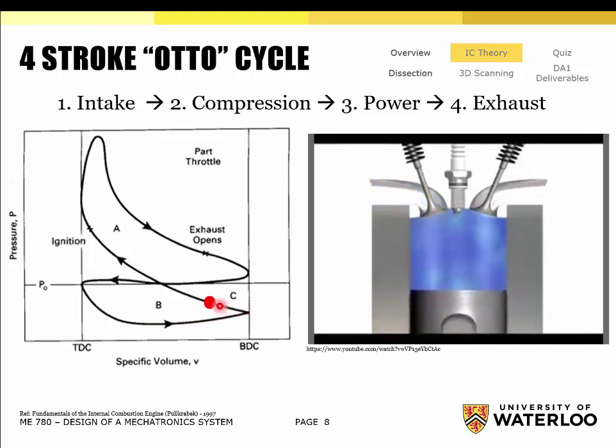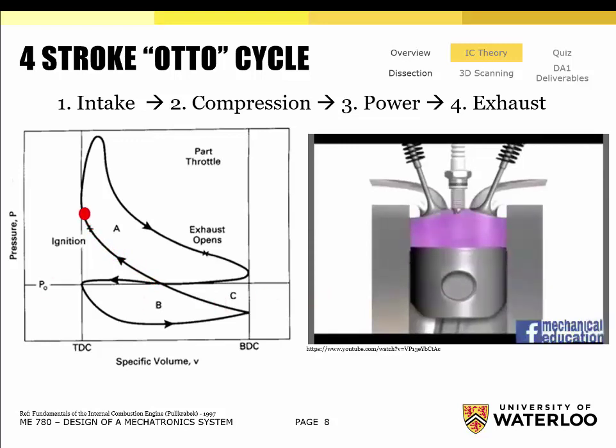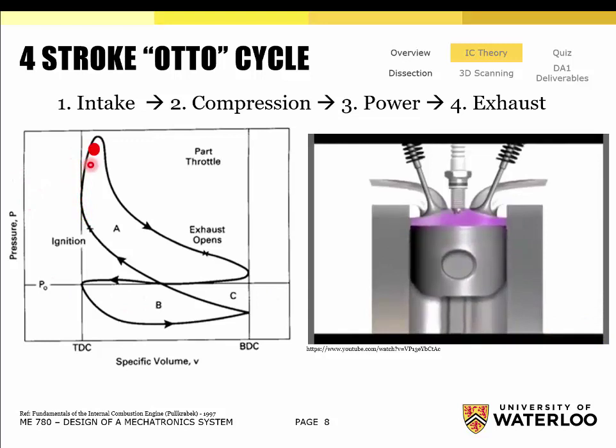Then we start compressing the mixture here. We have the intake valve closed because we don't want it to blow back out the intake. We want to capture it inside the cylinder. Okay, and the pressure and temperature start increasing, and then we ignite the mixture fairly close to top dead center. Okay, the mixture starts to burn. It sweeps through the entire cylinder, and then we're producing usable work.